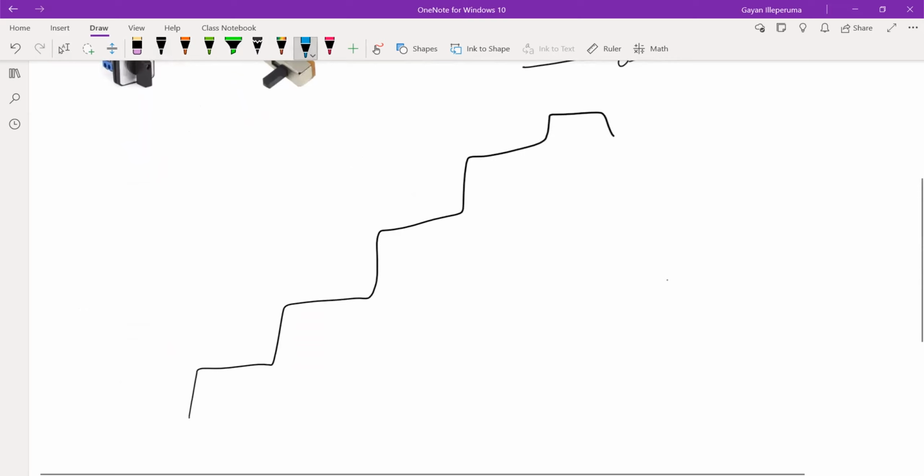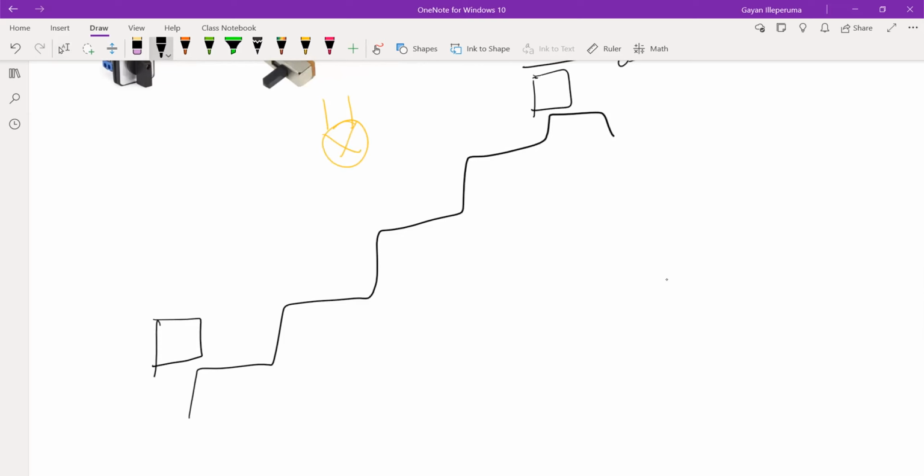And there's a light bulb in the middle. Let's do it in some other color. There's a light bulb in the middle. Now a person wants to have a switch here, at the bottom of the stairs, and a switch here at the top of the stairs.